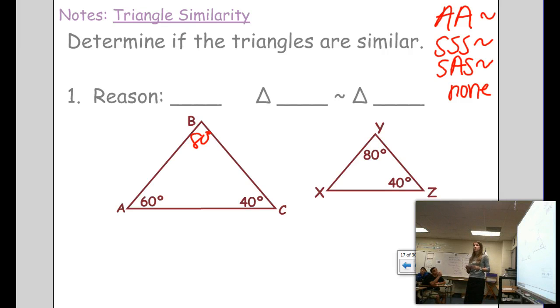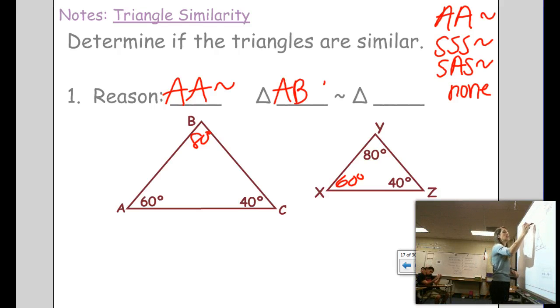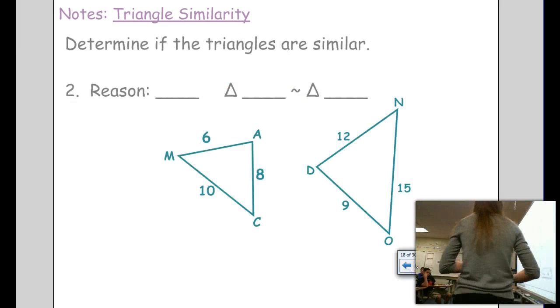Matt, what's X? 60. Are these guilty of being similar? Every angle of that one matches every angle of that one. They are absolutely similar. We don't know any of the sides, so don't put a reason that has an S in it because we don't know the sides. And then we would need to name the order. So I would say triangle ABC is similar to triangle XYZ. We got lucky this time because it was in alphabetical order. It won't always be in alphabetical order.